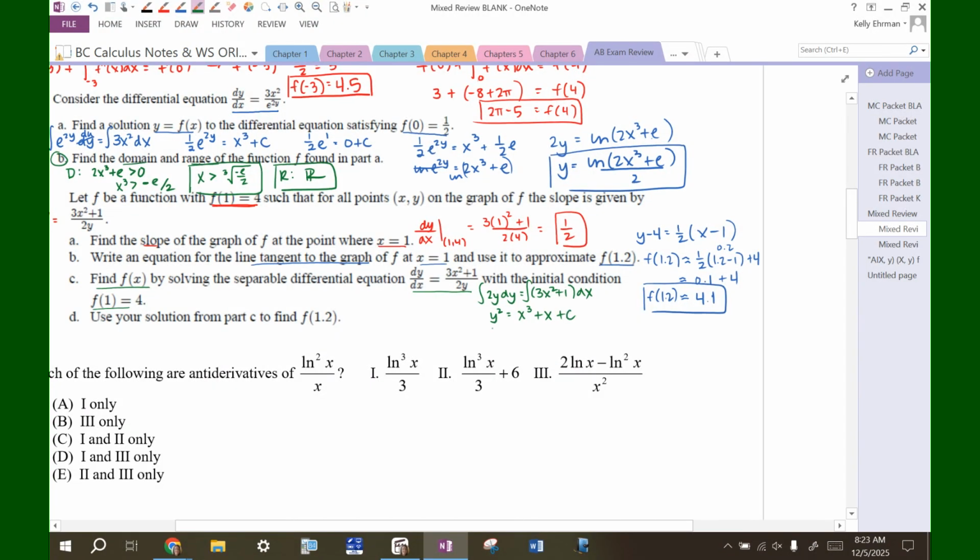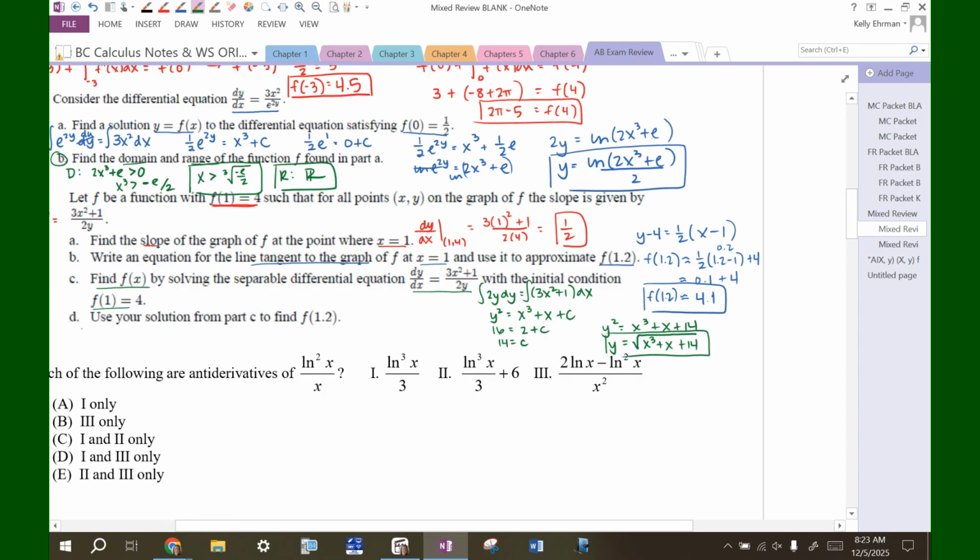Use the condition (1, 4). So 4 squared is 16. That equals 1 plus 1 plus c. So c is 14. So y squared equals x cubed plus x plus 14. y equals, is it plus or minus the square root of all of this? Well, when I plug in 1, I'm supposed to get positive 4, so it's just the positive square root of x cubed plus x plus 14.